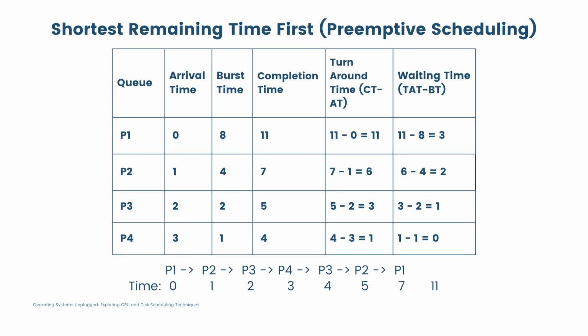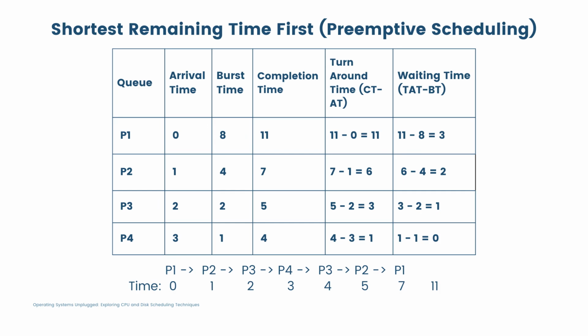Shortest remaining time first. Explanation. At time 0, only P1 has arrived. CPU executes P1. At time 1, P2 arrives with a burst time of 4. Since P2's burst time is shorter than P1's remaining time 7, CPU switches to P2. P3 arrives with a burst time of 2, which is shorter than P2's remaining time 3. CPU switches to P3. At time 3, P4 arrives with a burst time of 1, which is the shortest. CPU switches to P4. After time 4, P4 completes. CPU resumes P3, followed by P2, finally P1.